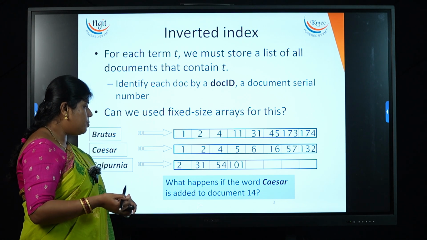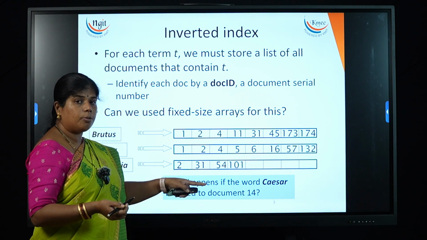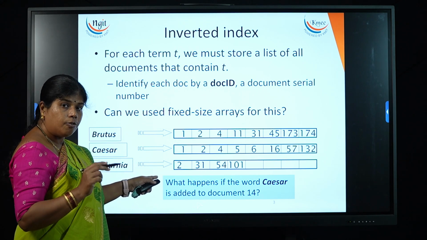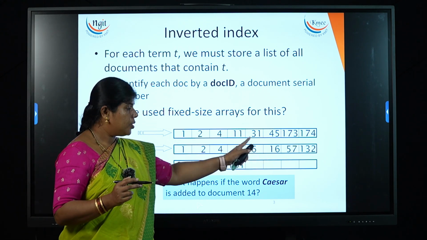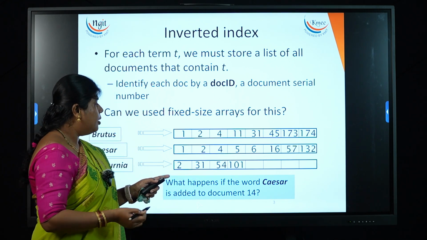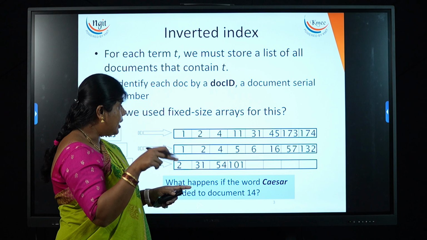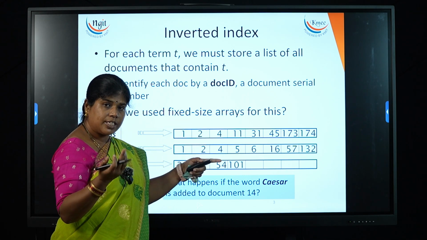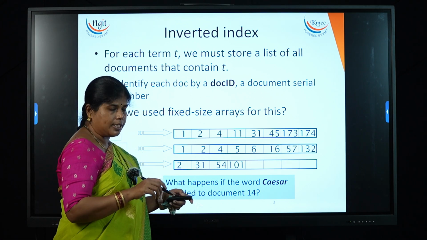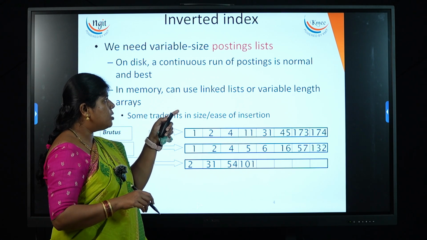Now the question comes to our mind: what happens if the word Caesar is added to document 14? The Caesar word is added to document 14. Now 14 should be part of this list. As 14 is not already existing, I should add 14 there. But here what is happening? My list is full. That's why, whether your array is fixed size or variable size, you should first decide if you want a proper representation. Now here we need a variable size posting list.